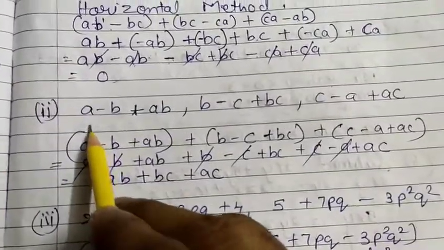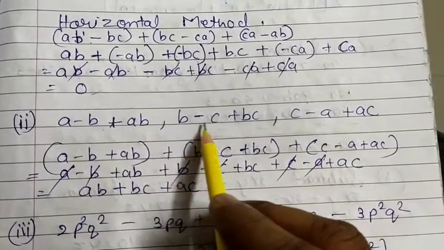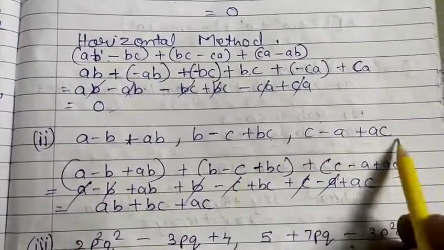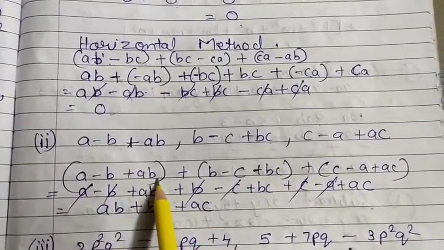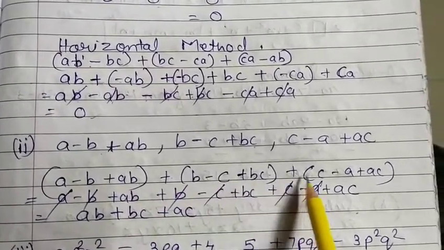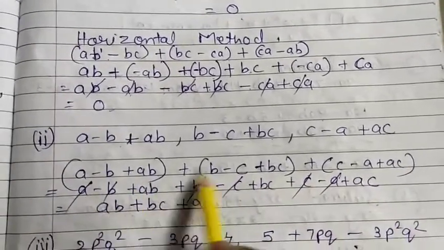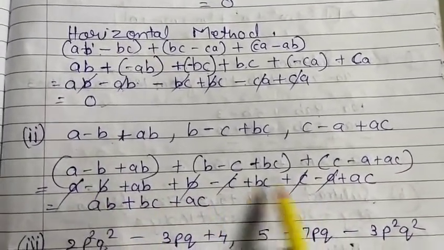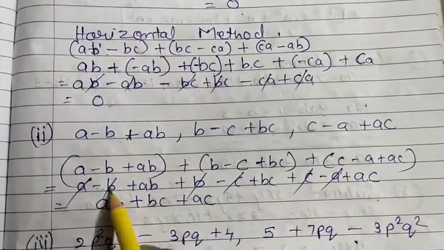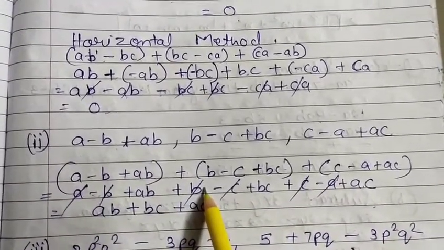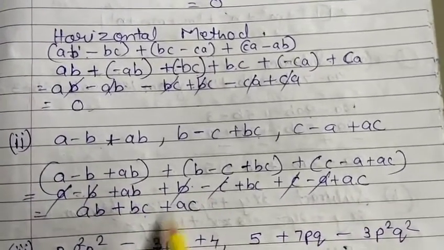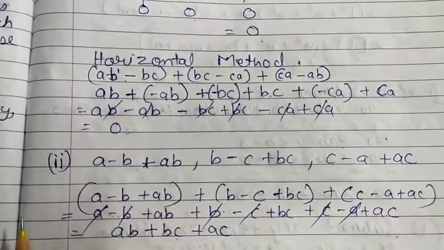Now the next sum: A minus B plus AB, B minus C plus BC, C minus A plus CA, or try to write in added form, that is A minus B plus AB plus B minus C plus BC plus C minus A plus AC. Then when you open the bracket, there will be no change in sign. Positive A and negative A will get cancelled, negative B and positive B will get cancelled. Then what is left? AB, BC and CA. So AB plus BC plus CA is left.